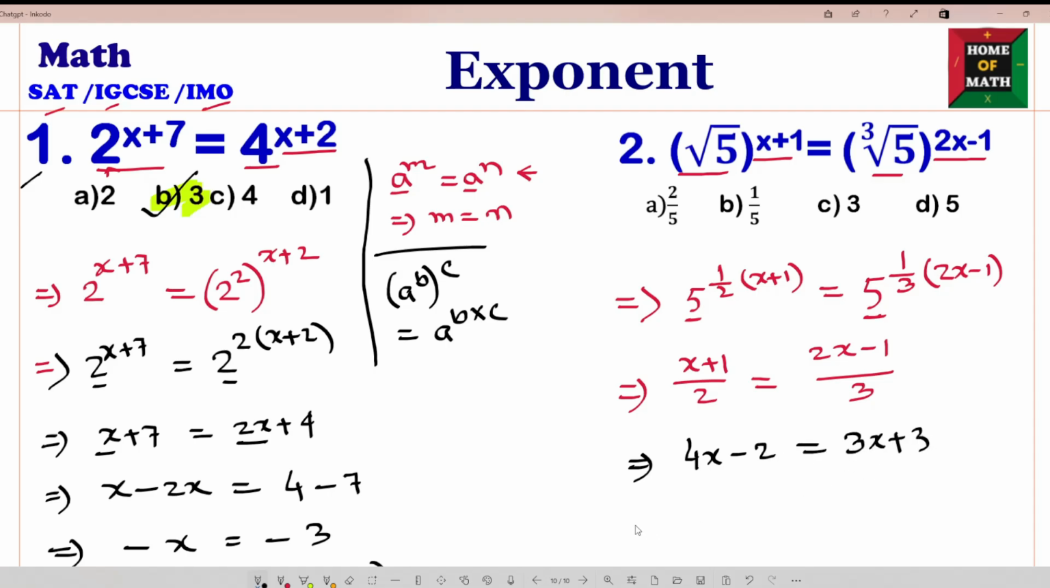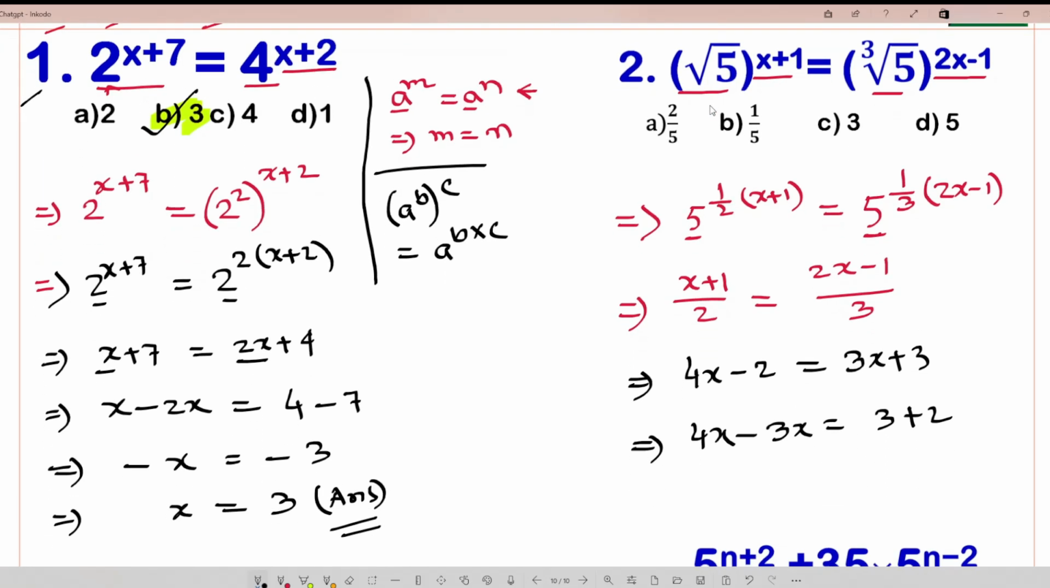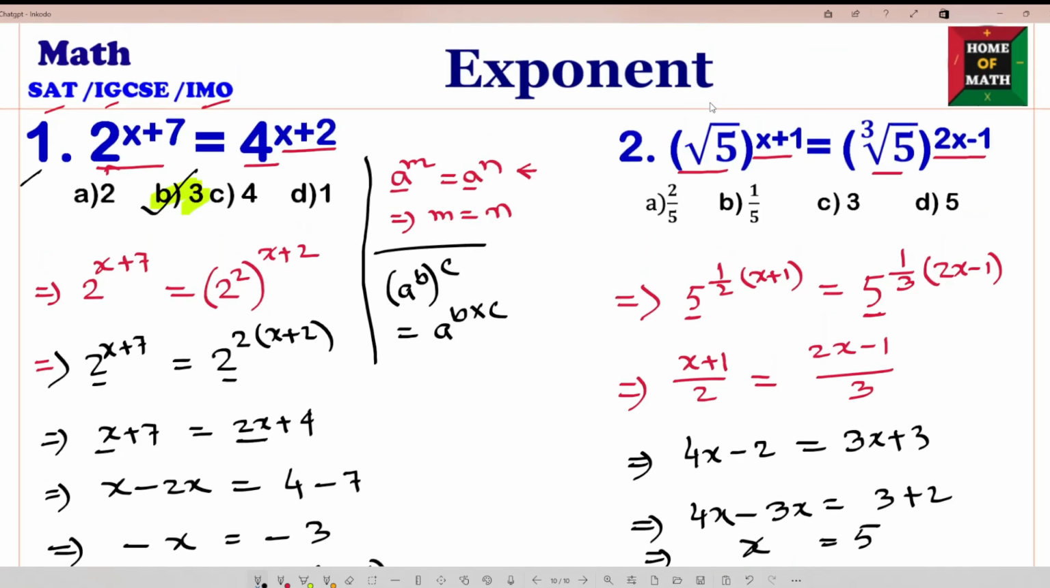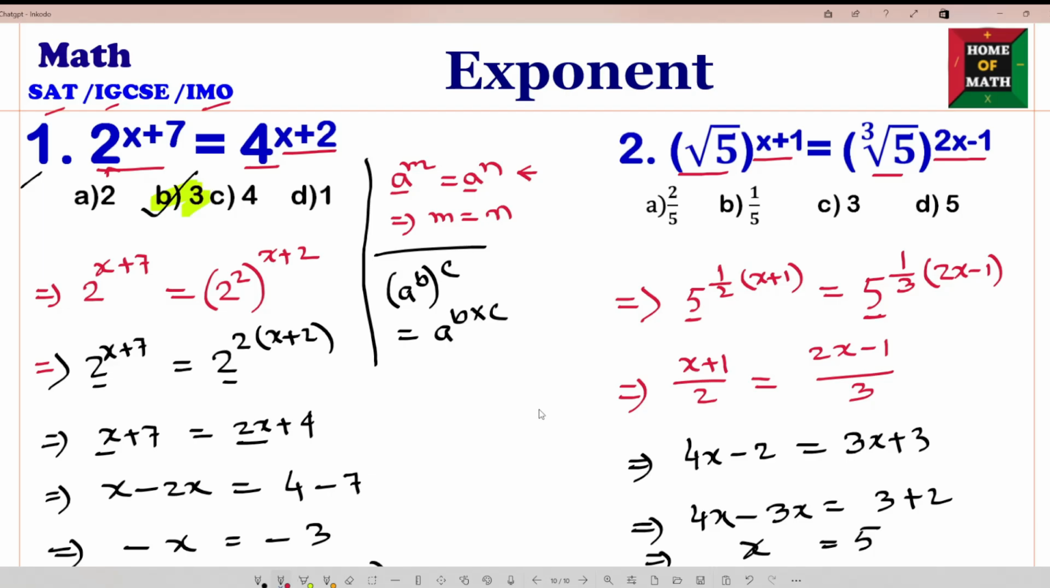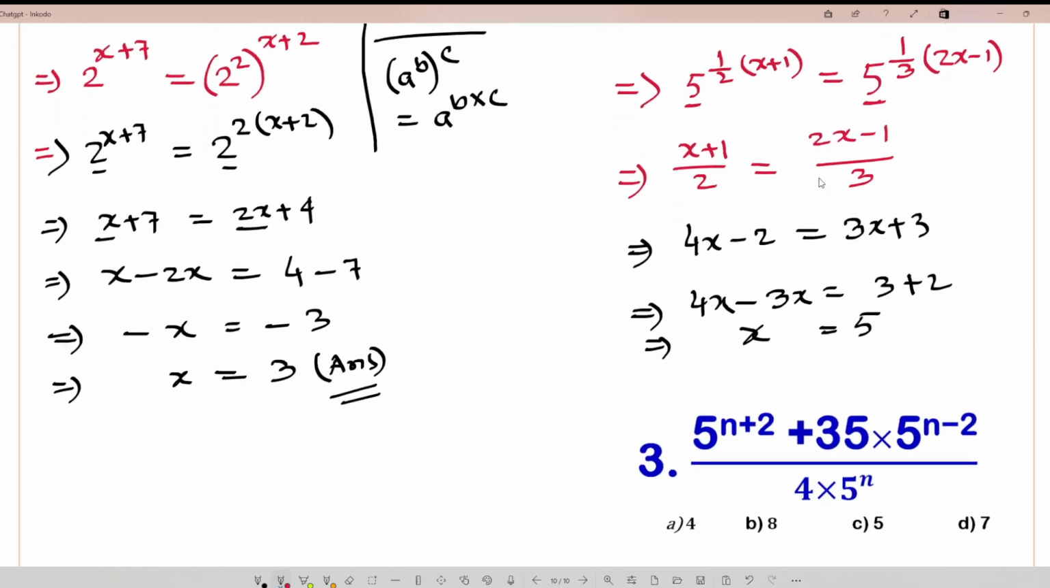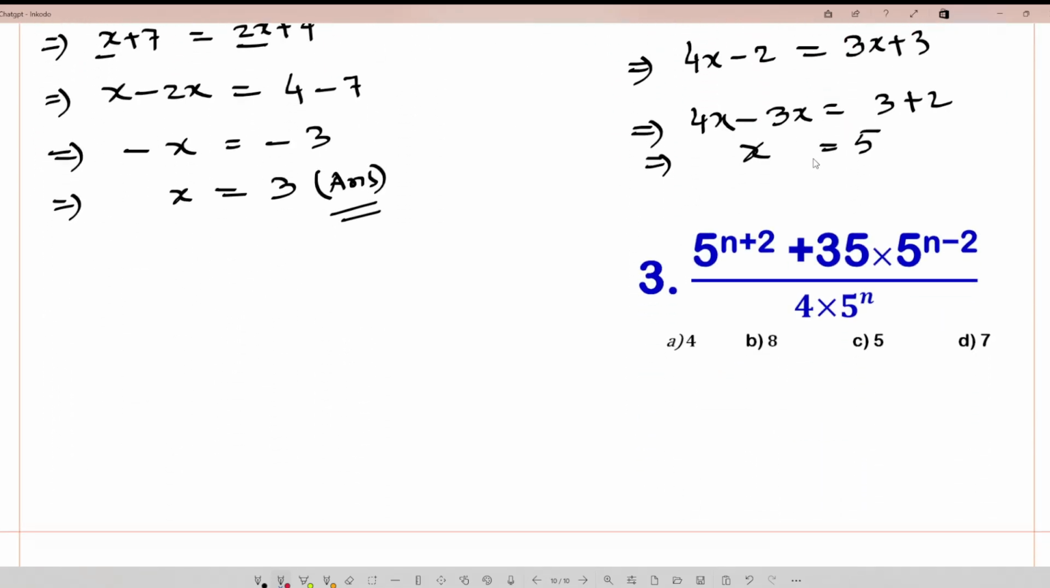So here is 4x and minus 3x will be transferred to the left side, so minus 3x, and here is 3 and minus 2 will become plus 2, right? So 4x minus 3x will be x, and 3 plus 2 will be 5. So which one is the right answer? Option D is our right answer, which is 5. Okay, numbers 1 and 2 done. Now we will try to solve number 3.